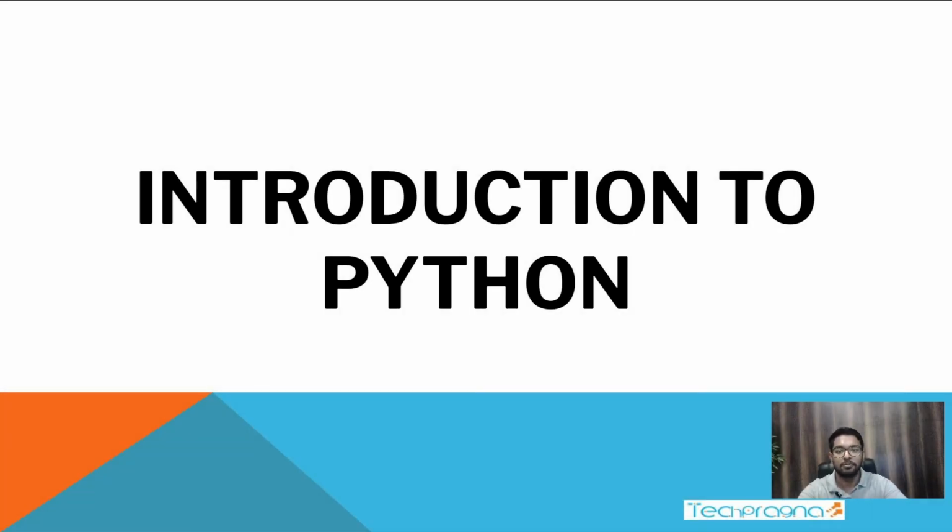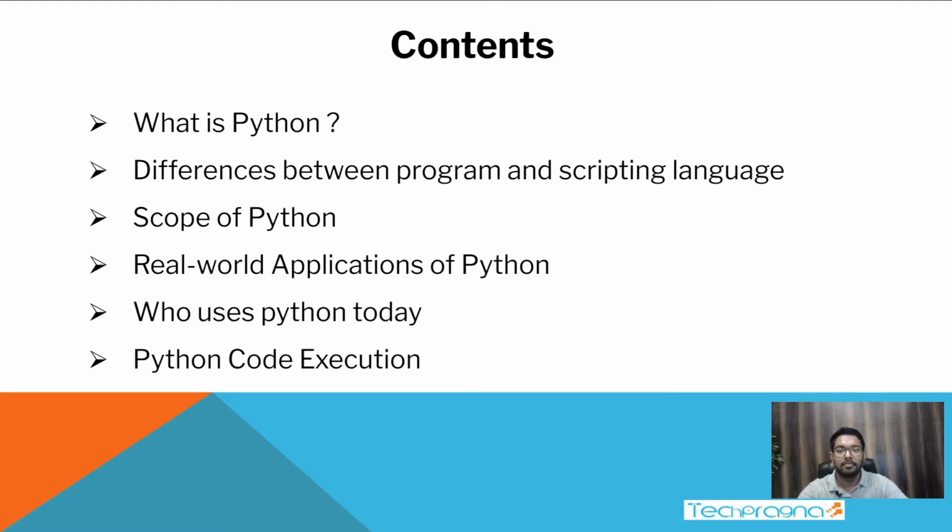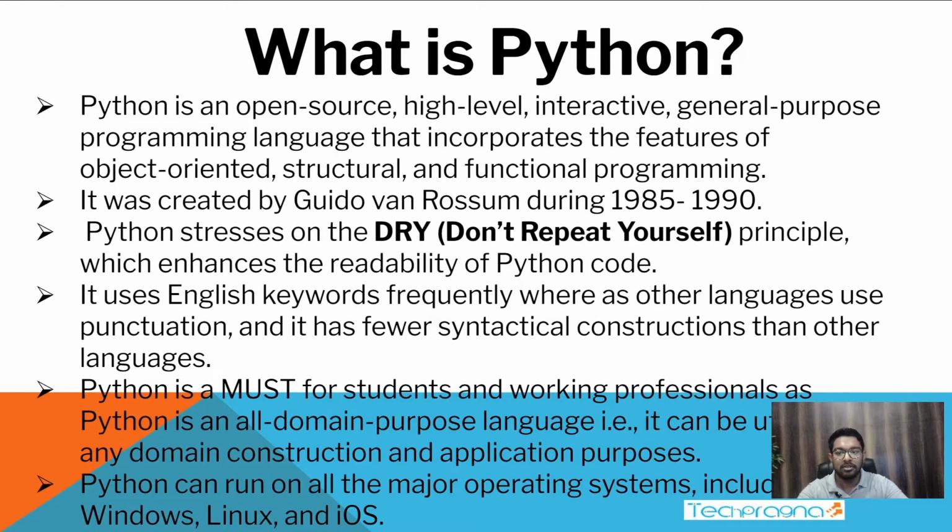Today we'll go through Python. Python is an all-domain programming language. It's an open source, high-level, interactive, interpreted programming language. So that's the reason we call it a scripting language.